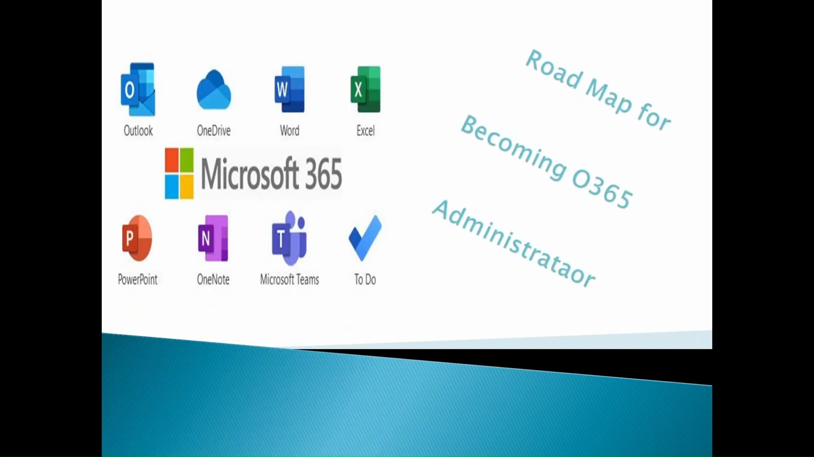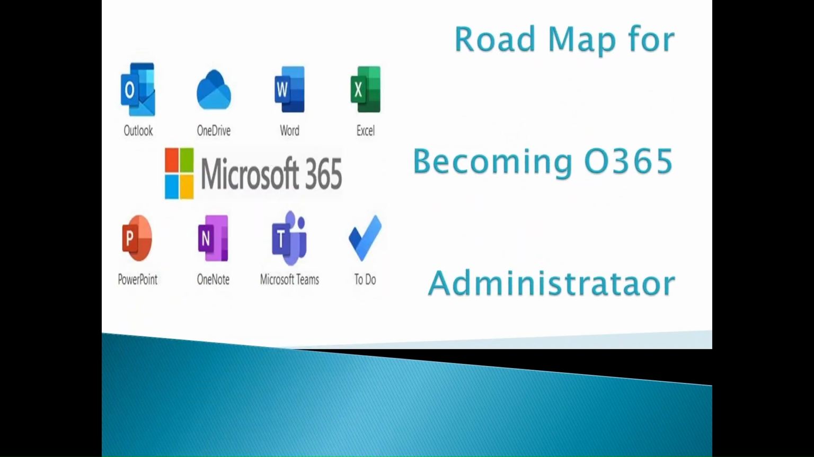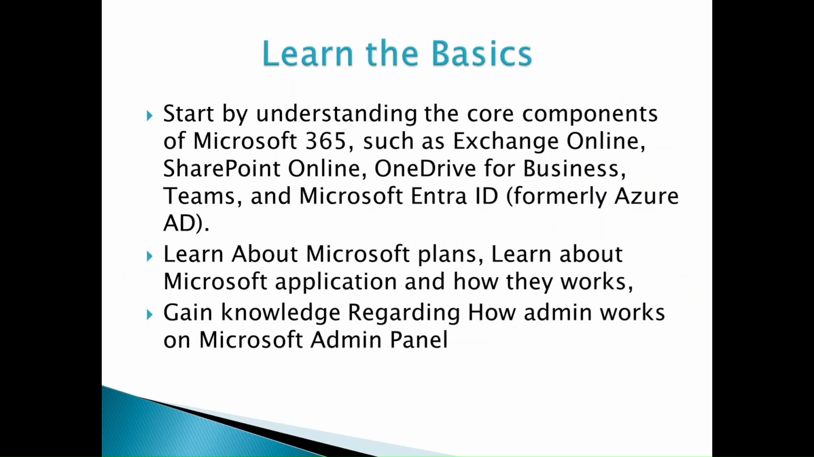Today we will discuss the roadmap for becoming an O365 administrator. So let's start with learning the basics. You can start by understanding the core components of Microsoft 365, such as Exchange Online. You can learn how Exchange Online works, SharePoint Online, OneDrive for Business, Microsoft Teams, and the Microsoft Entra ID. Formerly it was Azure Active Directory, but now the name has changed and it is called Microsoft Entra ID.